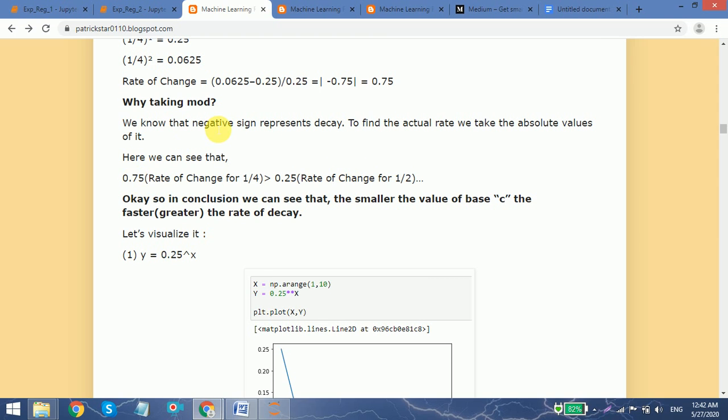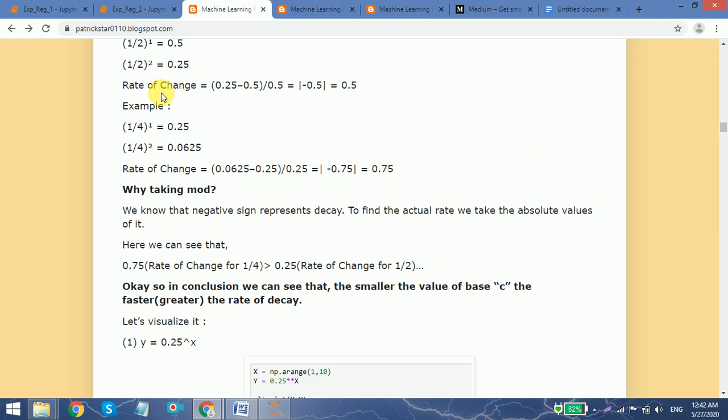So here you can see that when the value of c equals 1/2, then the rate of decay is 0.5, and when the value of base c equals 1/4 or 0.25, the rate of change is 0.75. So we can say that the smaller the value of base, the faster the rate of decay.